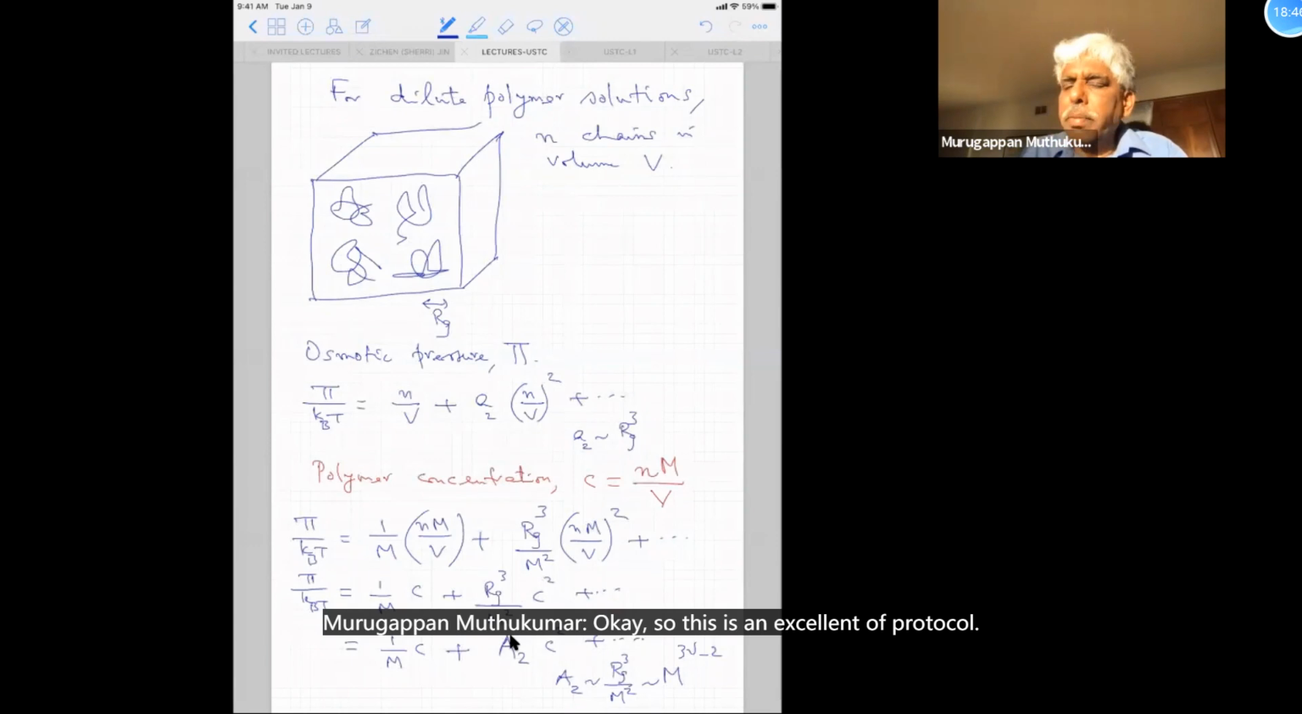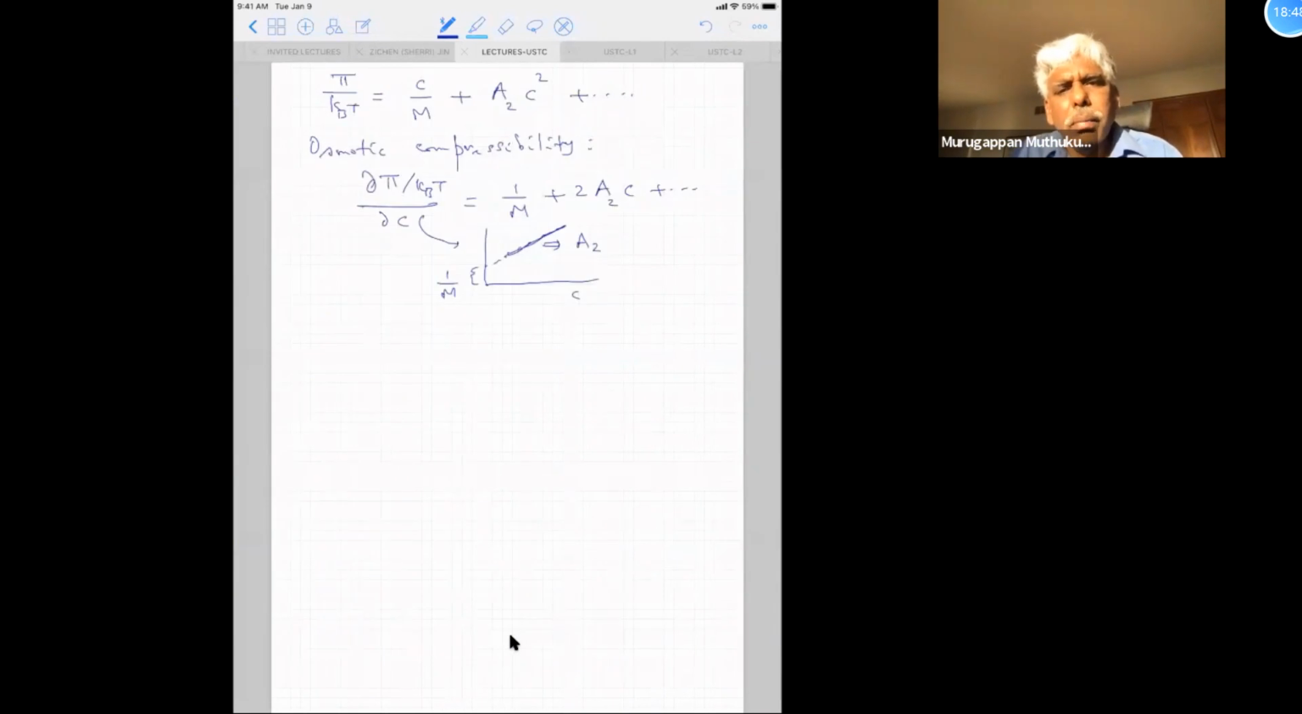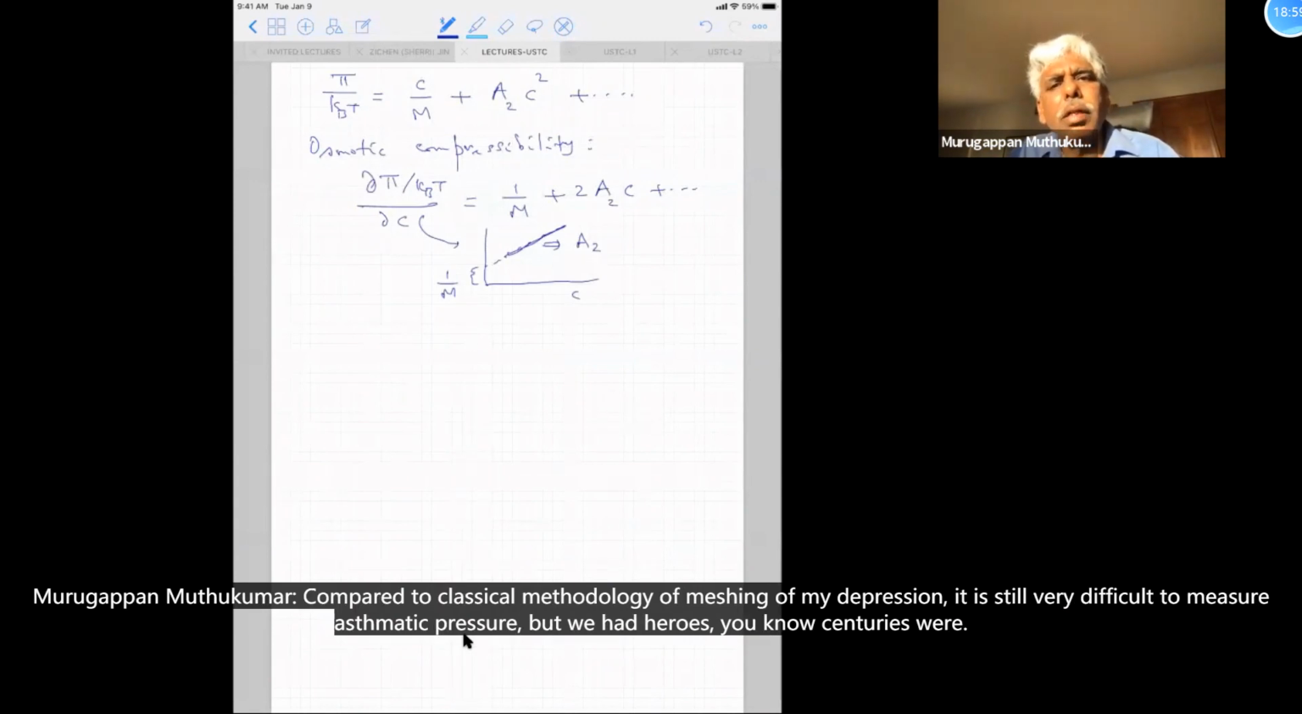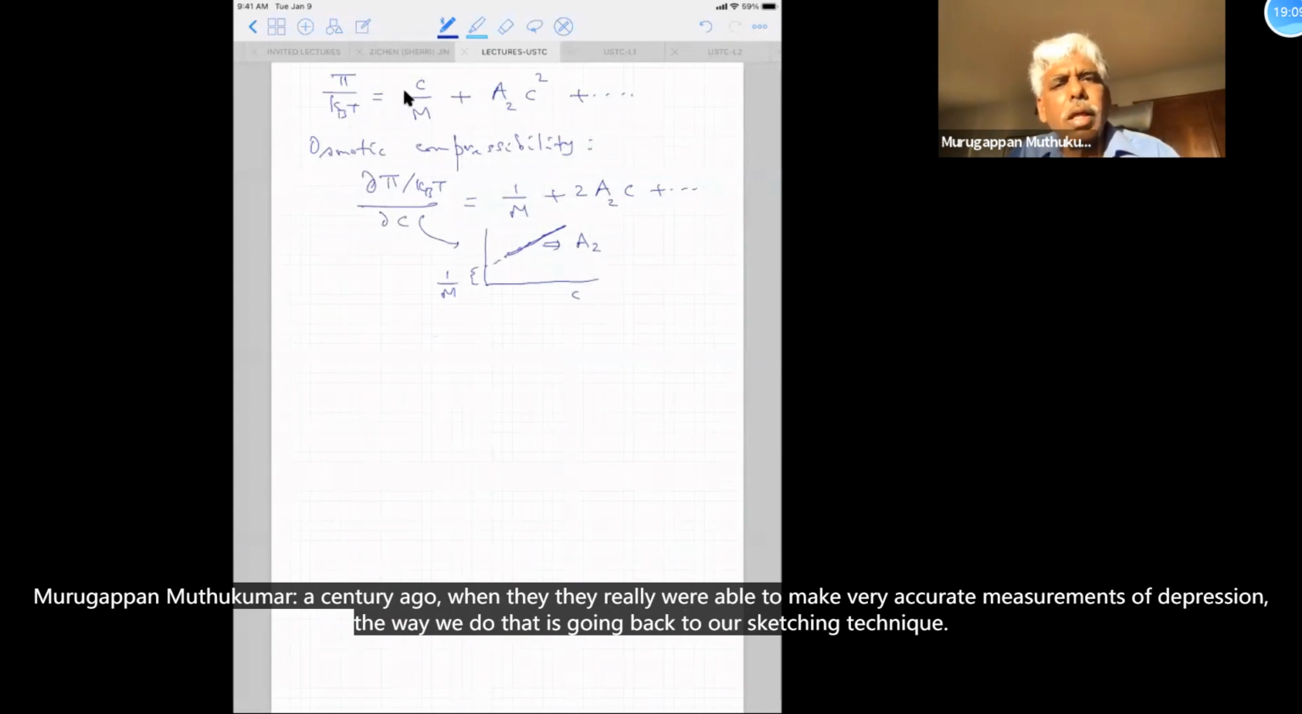Okay, so this is an experimental protocol. But it turns out in modern times, there is a much better, very simple technique. Modern times means I'm talking about 50 or 70 years, compared to the classical methodology of measuring osmotic pressure. It is still very difficult to measure osmotic pressure, but we had heroes a century ago who were able to make very accurate measurements of osmotic pressure.